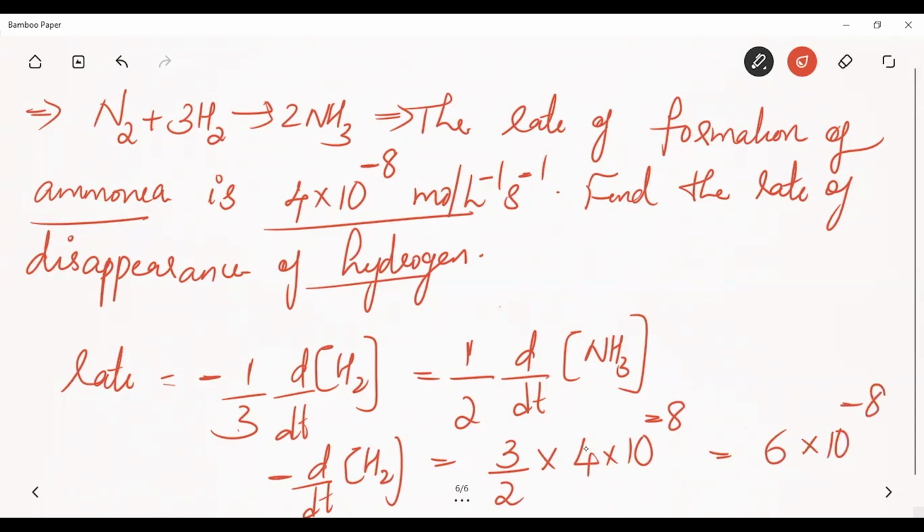And what is the unit? You have to mention the unit: mol L^-1 s^-1. So this is the method we follow for doing these problems. Hope that is clear.